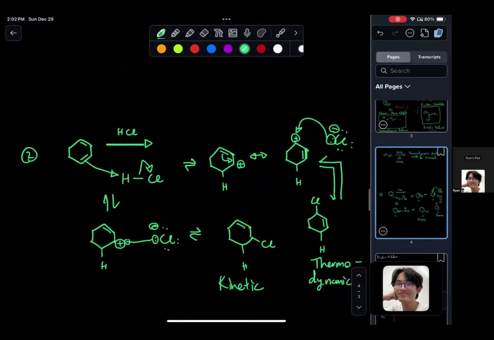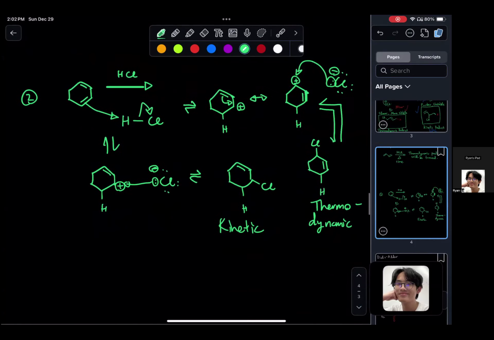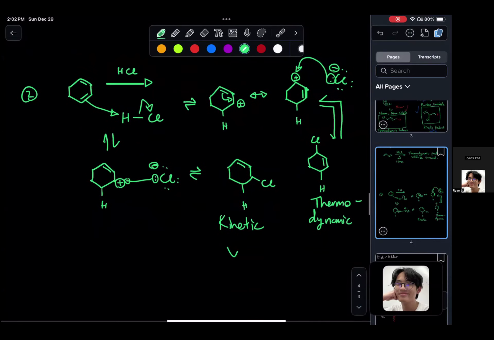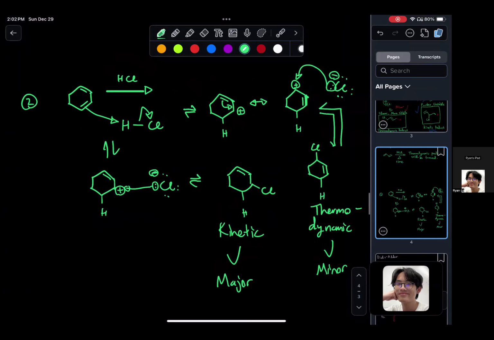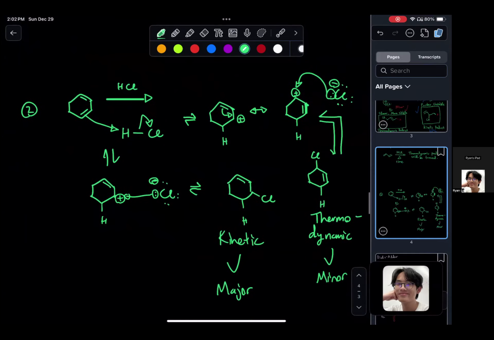And if you look at the starting conditions, we didn't specify that there was any heat underneath it. So if there's no heat, just assume it's room temperature. So this is going to be the major product. This is going to be minor. Okay, cool. So that's basically all I have to say about the dienes and the kinetic versus thermodynamic.